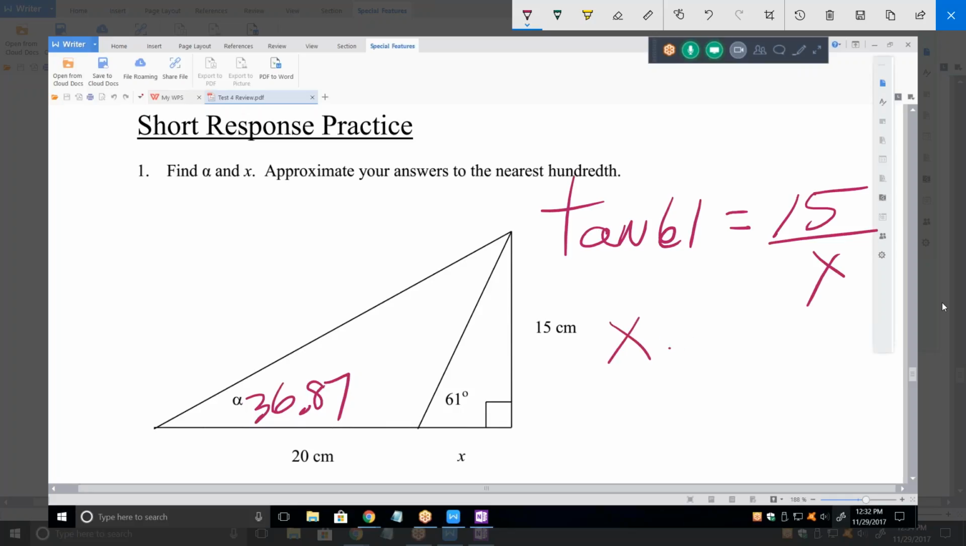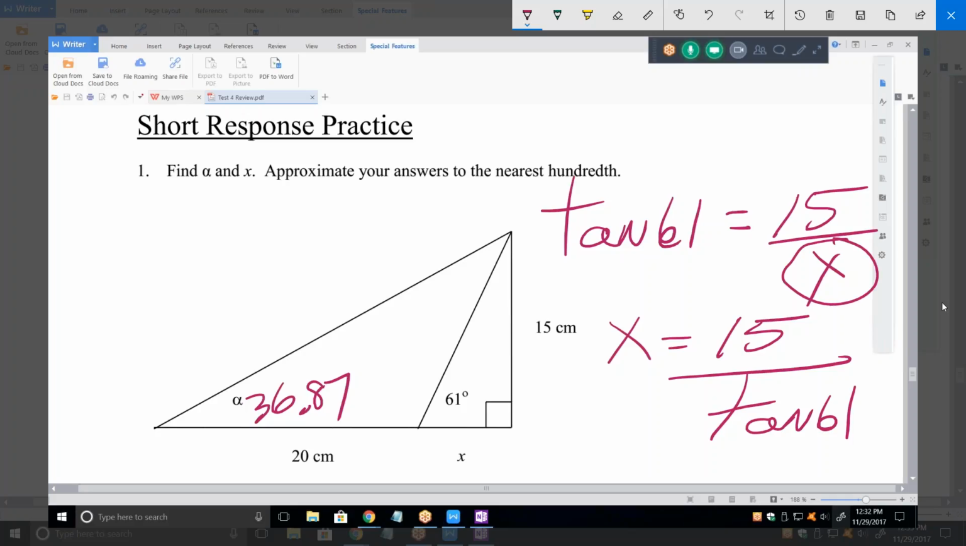What's x equal to? Not X equals, it's equal to 15 over tan of 61. You can always do that step. In other words, just switch places. When the variable's in the denominator, just switch places, because I'm going to multiply both sides by x and I'm going to divide both sides by the tan of 61, right? Yep. What's that answer? 8.314. Round it off to 8.31.